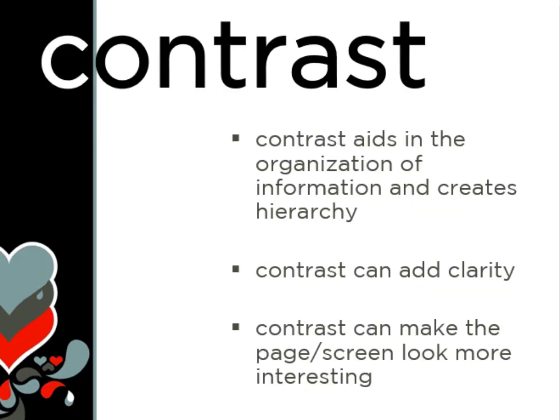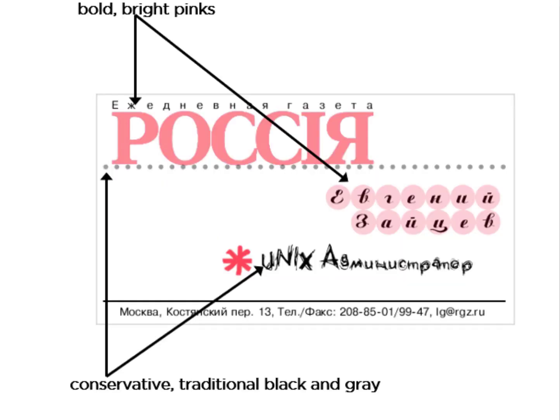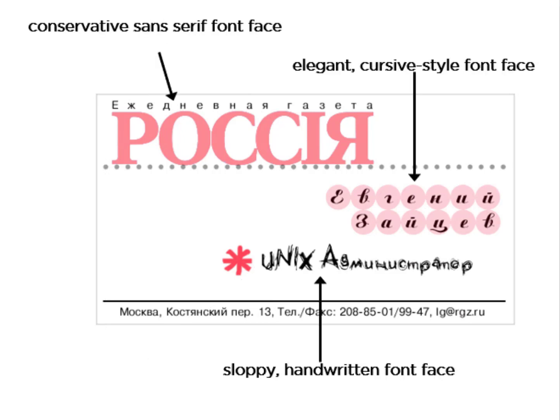C is for contrast. Contrast can aid in the organization of information and create hierarchy. It can add clarity and make a page or screen look more interesting. The general rule of contrast is that if two items are different, make them really different. If we look at this business card, for instance, we see contrasts in the colors between the bold, bright pinks and the conservative, traditional black and gray. We also see a strong contrast between the font faces, between the conservative sans serif font face, the elegant cursive font, and the sloppy handwritten crud font.